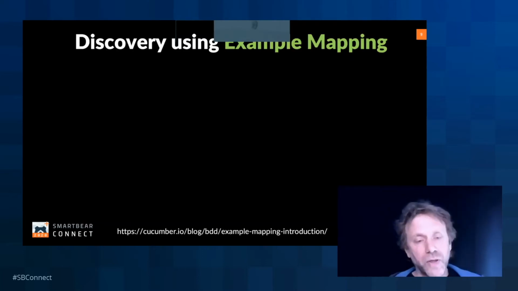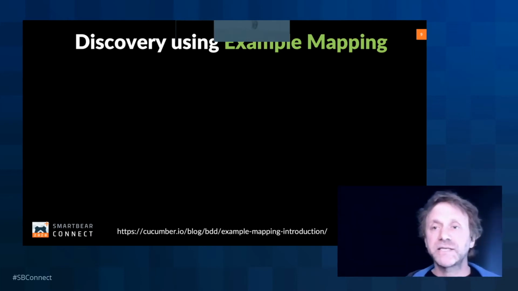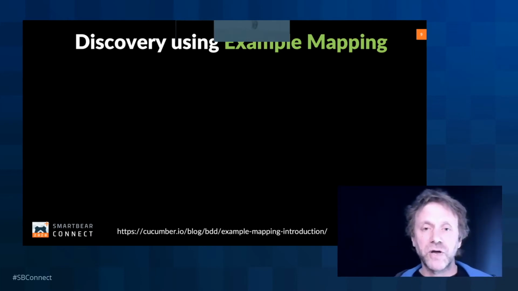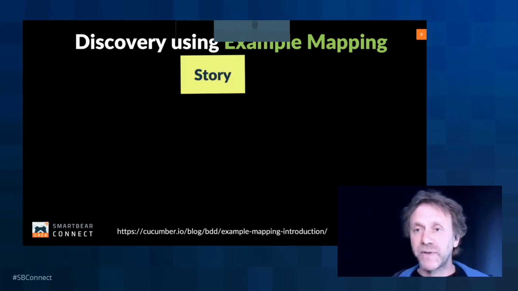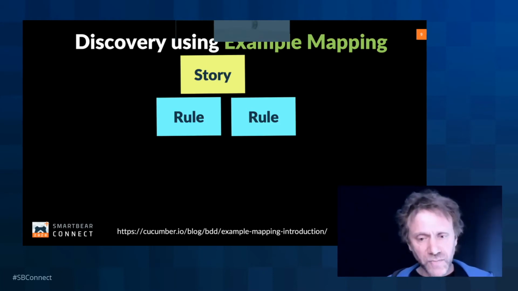So example mapping is a technique that has been documented by Matt Wynne on the cucumber.io blog, which is linked at the bottom of this screen. And as I said, the product owner will come to the example mapping workshop with a user story and hopefully a number of acceptance criteria or business rules that govern the scope of that story.